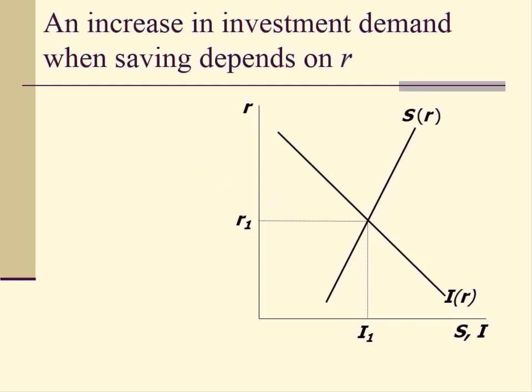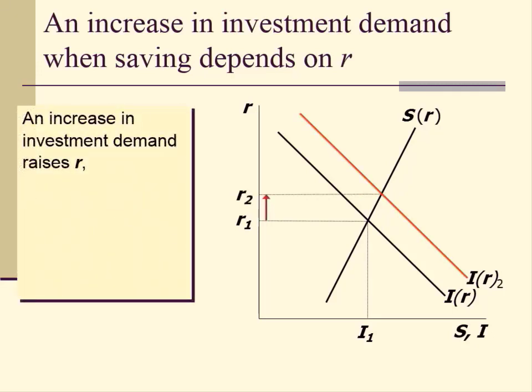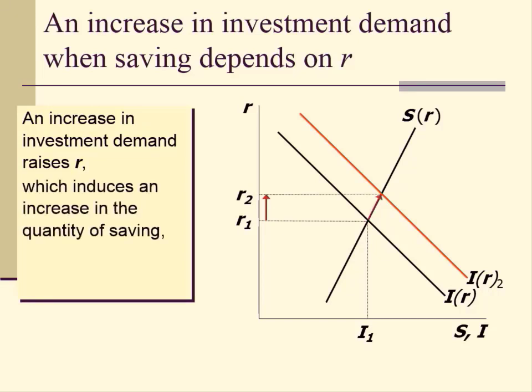So as you can see in this new graph, where savings is positively sloped instead of vertical, an increase in investment demand would raise the interest rate from R1 to R2, which induces an increase in the amount of savings, which will allow the investment to actually increase from I1 to I2. So when saving depends on the interest rate, an increase in investment demand causes the equilibrium values of saving and investment to rise, and causes the interest rate R to rise, but not as much as when saving does not depend on the interest rate.